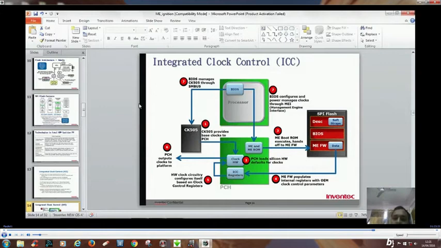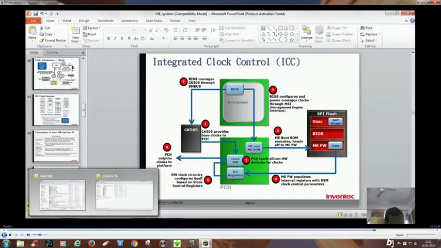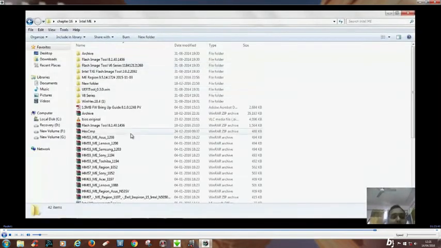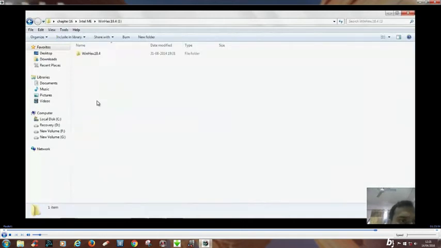This one I am following for the Intel Series 5 chipset. While I discuss the Intel Series 6 chipset, I will again discuss the integrated clock control. Now what I am going to discuss is how to edit the AMI region. To edit the AMI region, you will require certain software, and you will require WinHex, and you can get this copy from me.